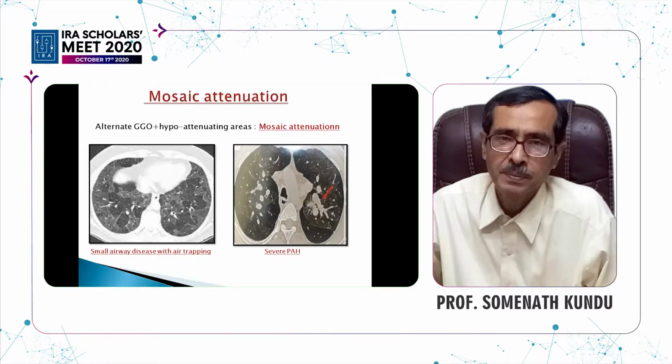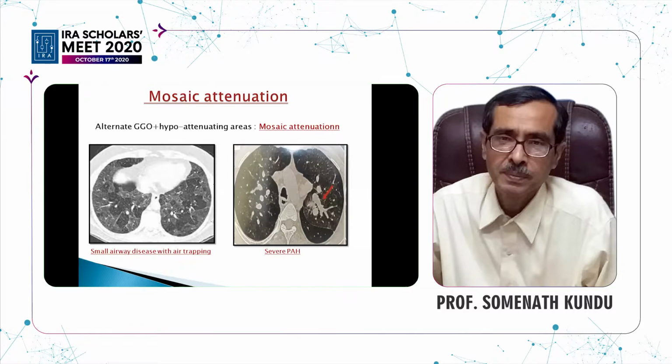And the hypoattenuating areas is what is known as mosaic attenuation. We get it in two conditions. Either it is more black because it contains more air, therefore it is a disease where you would get associated air trapping if you do an expiratory CT, or it is more black because there is less blood, as in severe pulmonary arterial hypertension. Maybe due to chronic pulmonary thromboembolism, maybe associated with dilated pulmonary arteries, as you can see in the image.